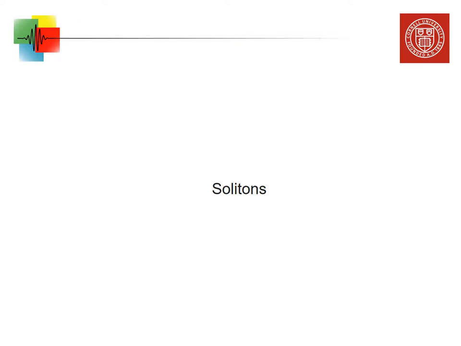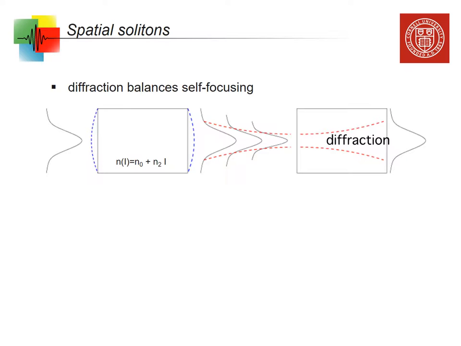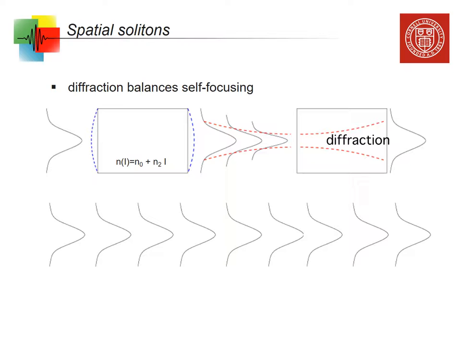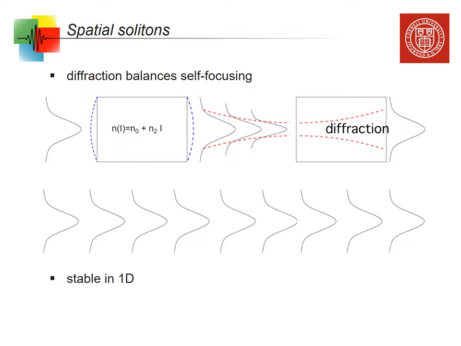So we combine all these things together and we get a soliton. Refraction causes a beam to spread out. Self-focusing causes it to focus. So when those two things are at equilibrium, you have an unchanging wave packet that propagates invariantly. It doesn't spread out, it doesn't focus, it's just a stable soliton. This is stable in one dimension, in either one spatial or one temporal dimension, but in higher dimensions, things aren't so simple.